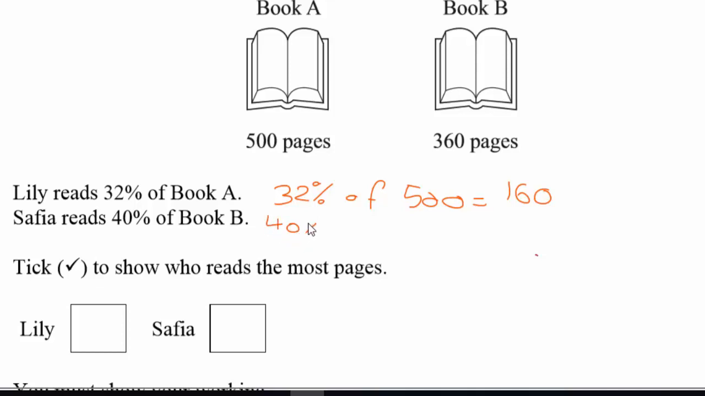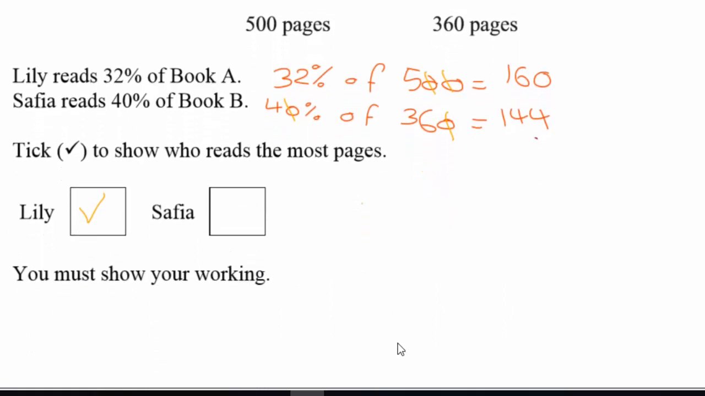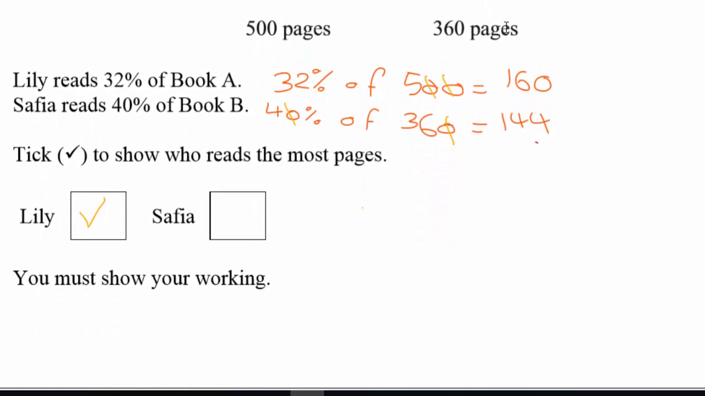For Safia, 40% of 360 is equal to 144. Simply, if you want to do this percentage without a calculator, you can cancel two zeros. 4 times 36 is 144, and here cancel two zeros, 32 times 5 is 160. Now the question says tick to show who reads the most pages. Of course, Lily reads the most pages. You must show your work. We did. This is enough.